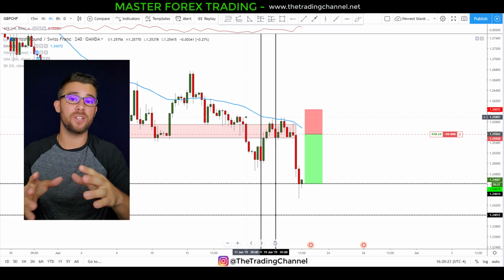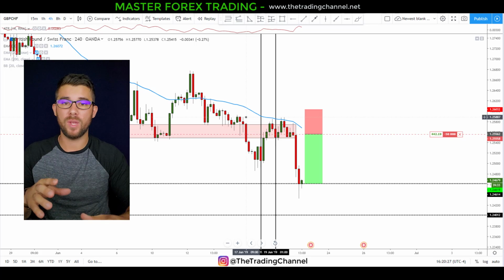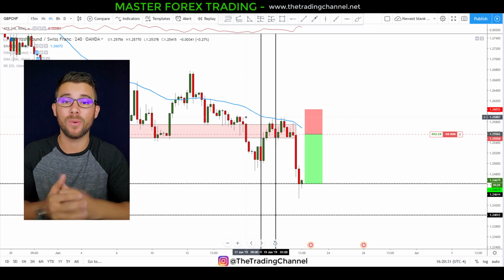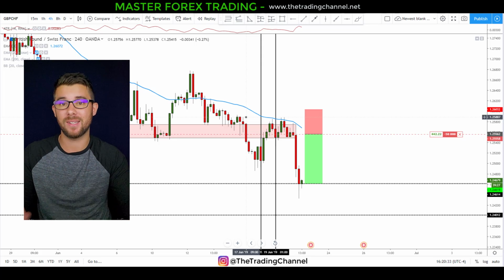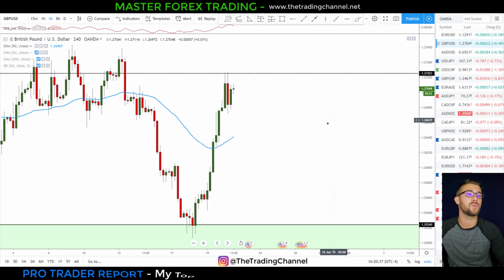Now what we're going to do is actually take a look at a couple of other zones we pointed out this week in the Pro Trader report. I'm going to talk you through a little bit of how we pointed those zones out and talk you through exactly what's happened since then. So first off, let's head over to the pound dollar. This is the first one I want to look at.